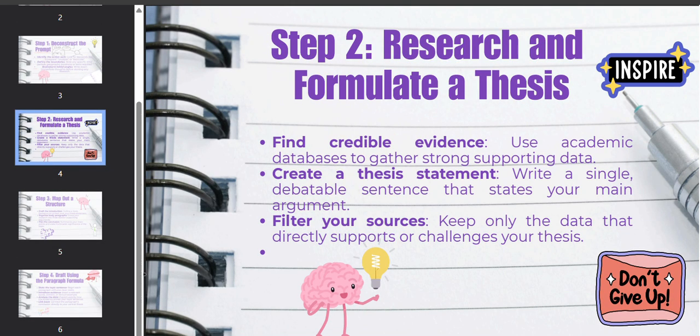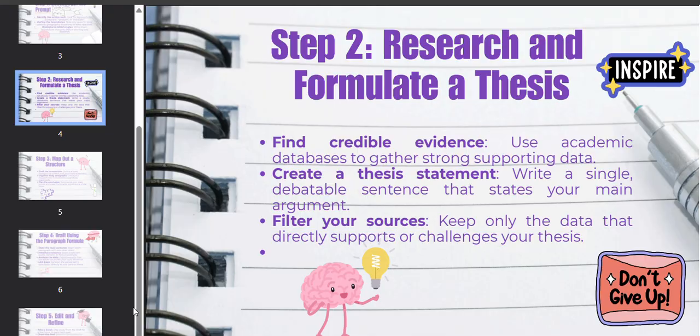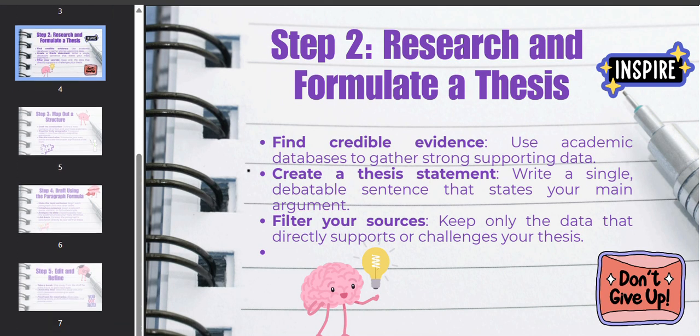Next, we are going on to step 2. Research and formulate a thesis for your essay. Find any credible evidence, use academic databases to gather supporting data. If this is not in your exams, then you are able to use a dictionary. Okay, no one really uses a dictionary anymore, but use Google, or go to the library and get some books based on your essay topic, and research about it if this is not within your exams.